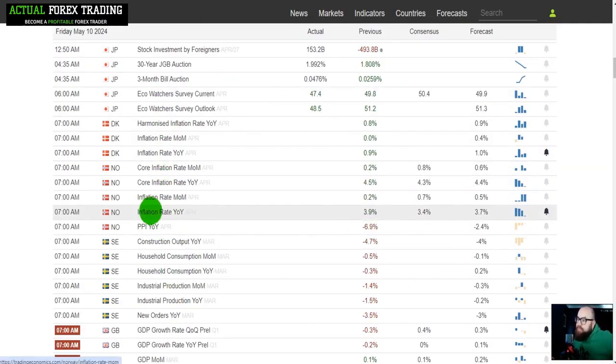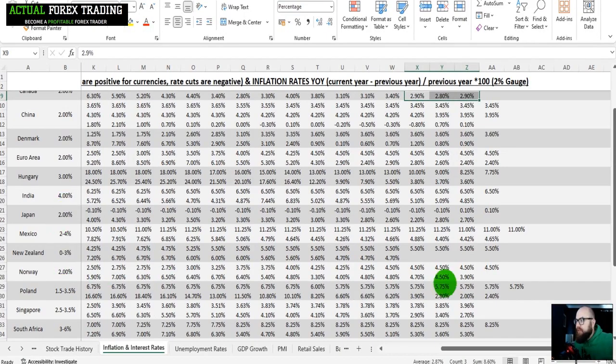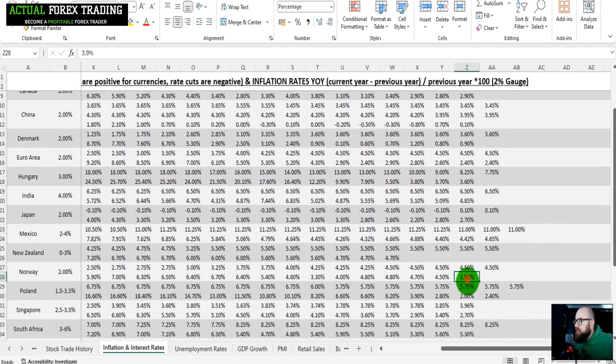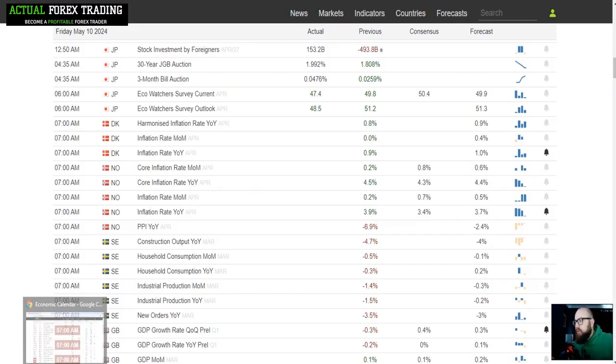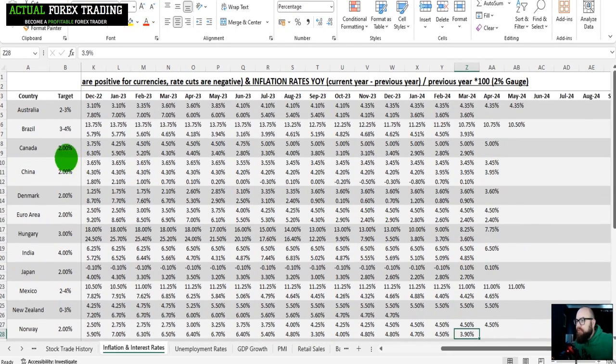Looking at the calendar here, this is the figure that I'm looking at, inflation YOY, which is year on year. 3.9% was the last figure, which is here, March, released in April for March. This is April's figure, being released in May. It's forecast at 3.7%. I'm happy with that. That's still well above Canada's 2.9, Euro area 2.4.